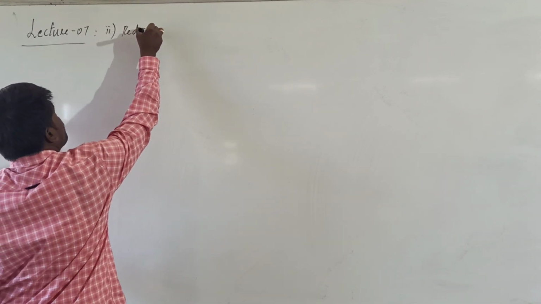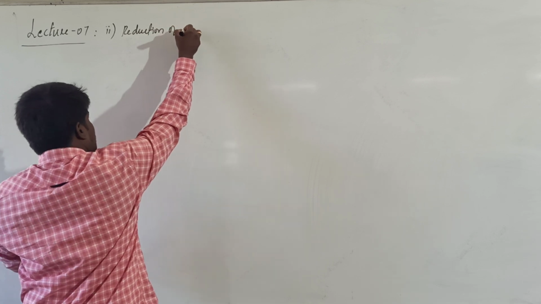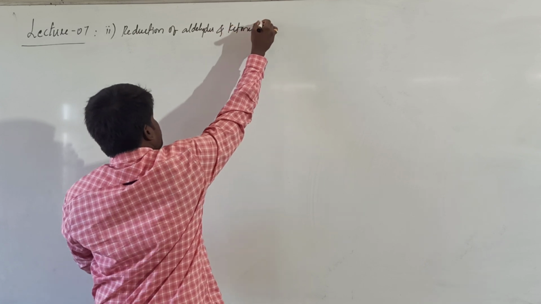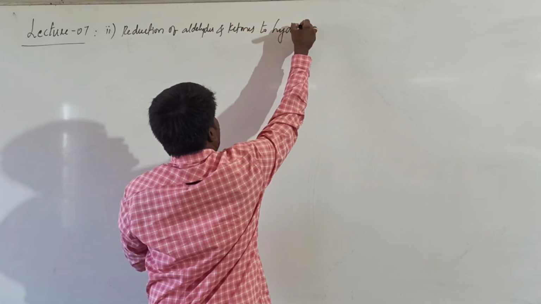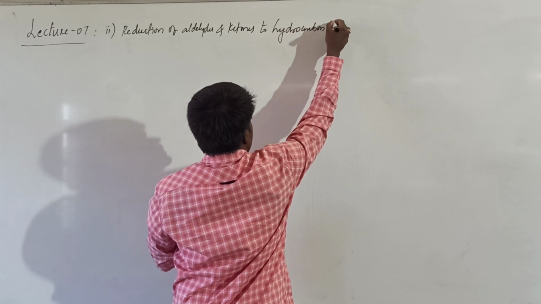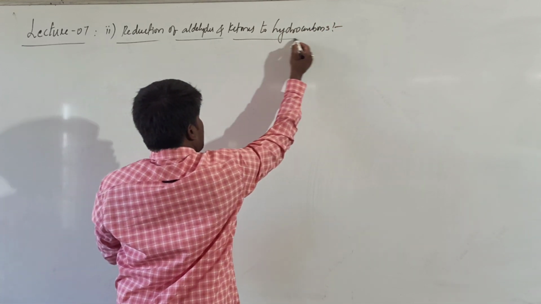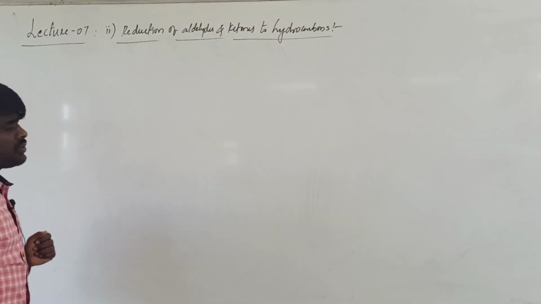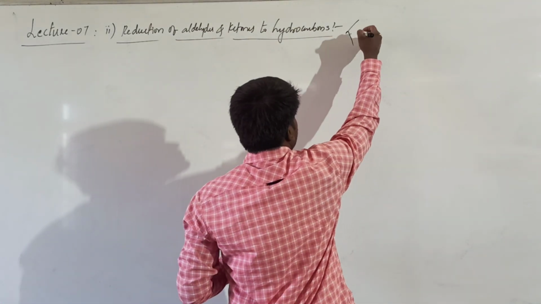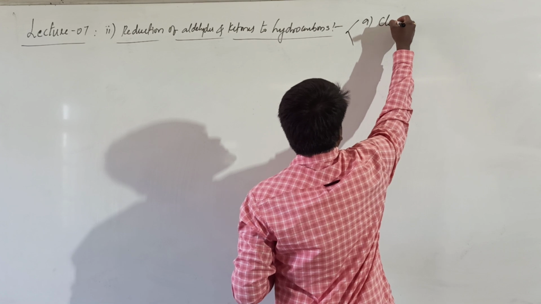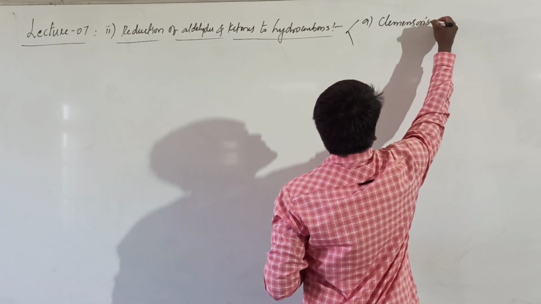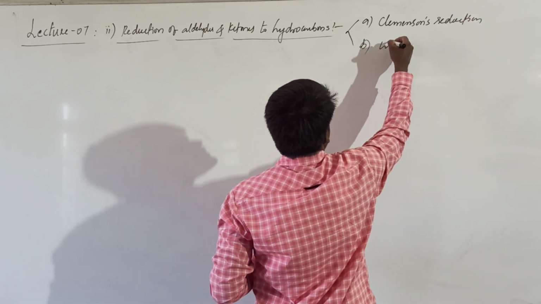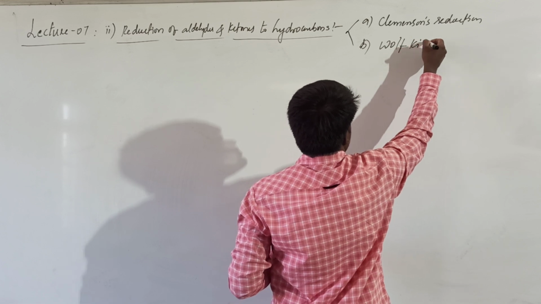Reduction of aldehydes and ketones to hydrocarbons. Hydrocarbons means either alkanes or alkenes or any aromatic compounds, right? Here basically there are 2 types of reduction. Based on the reducing agent, we use 2 methods in this. The first one is Clemmensen reduction. The second one is Wolff-Kishner reduction. These 2 are important for the board examination.